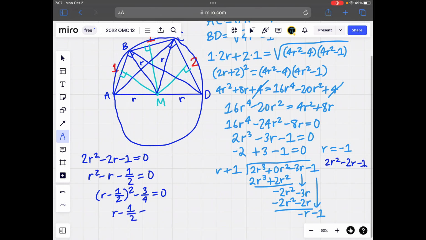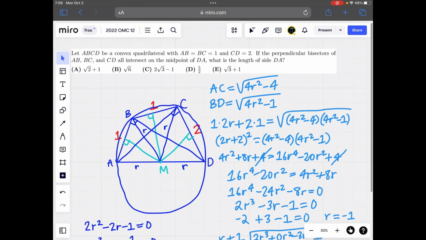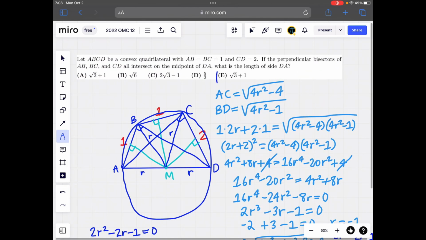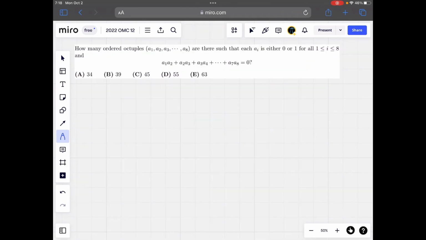We have r minus 1/2 equals root 3 over 2. r equals root 3 plus 1 over 2. But we want the length of side dA, which is 2r, and that's equal to root 3 plus 1, which is answer choice E.